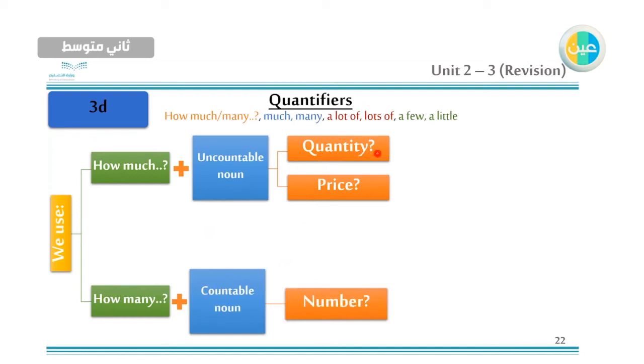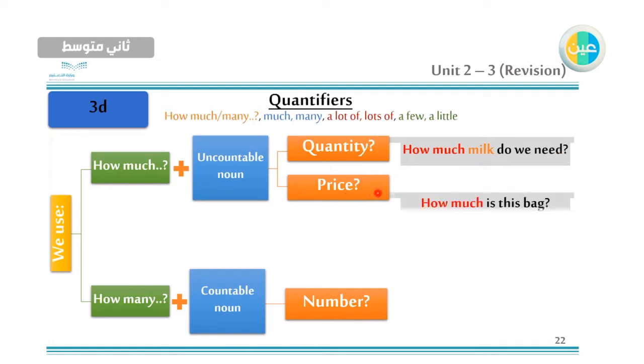So here's an example of how to ask about the quantity of something uncountable, like milk. We say, how much milk do we need? And this is how to ask about the price. How much is this bag? So we are asking about the price for the bag.